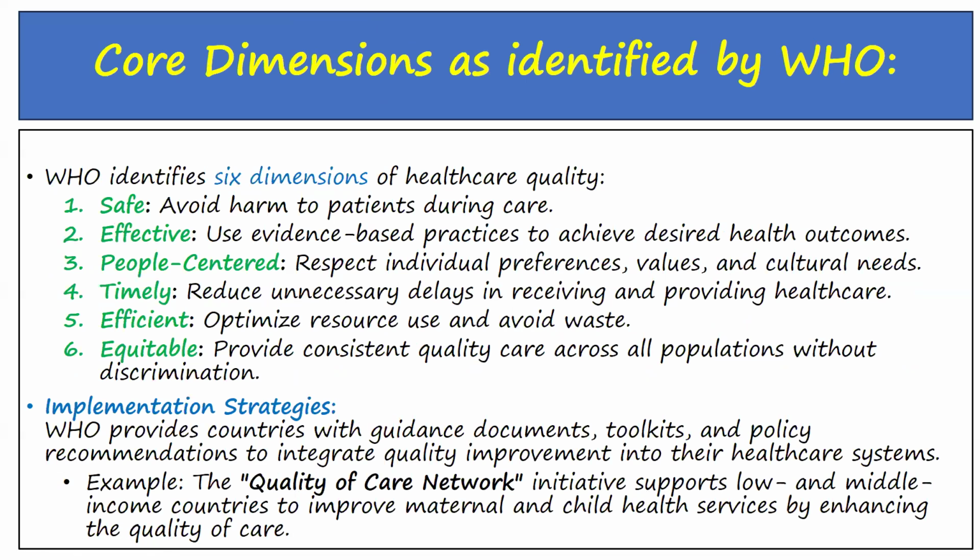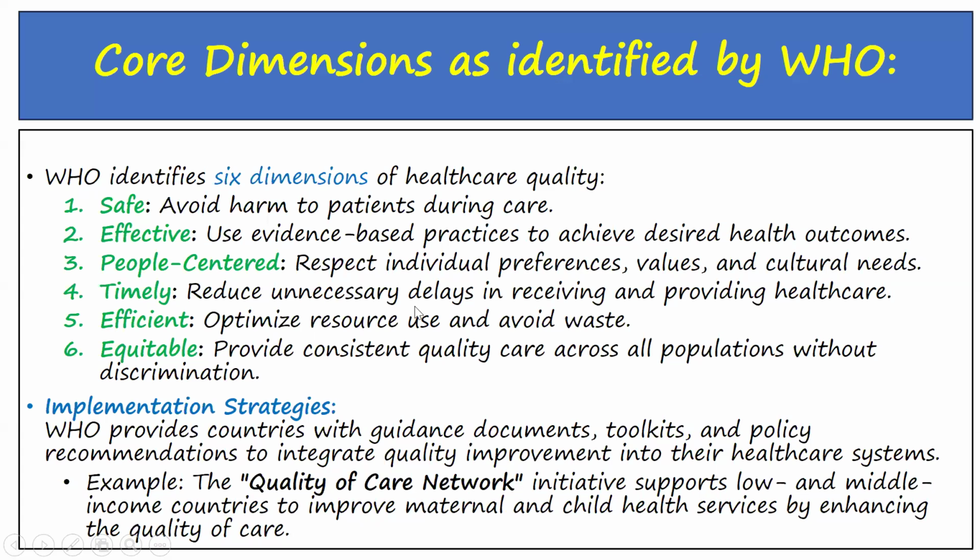Now, this is what we saw before also. The WHO identifies 6 dimensions of healthcare quality. So this is what we saw before. Now, for quality to be there, WHO is saying, number one, there is what is known as safe. Avoid harm to patients when they visit your hospital. Effectiveness, what we said before. Use evidence-based practices to achieve desired health outcome. Evidence means scientific, based on data, evidence that is objective. People-centered, we need to respect individual preferences, values, and cultural needs.